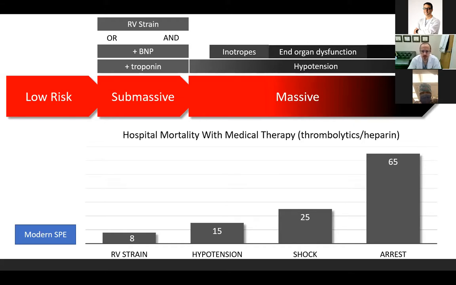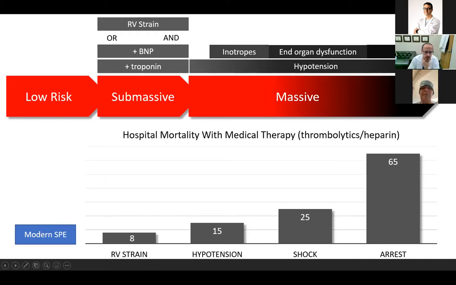So the massive group is hypotension, but that can range from mild hypotension to hypotension requiring inotropes to that demonstrating end organ dysfunction, all the way down to those people that have arrested and require CPR. And down the bar graph on the bottom, you can see that the mortality associated with thrombolytics or heparin only increases exponentially as you progress along that clinical spectrum.